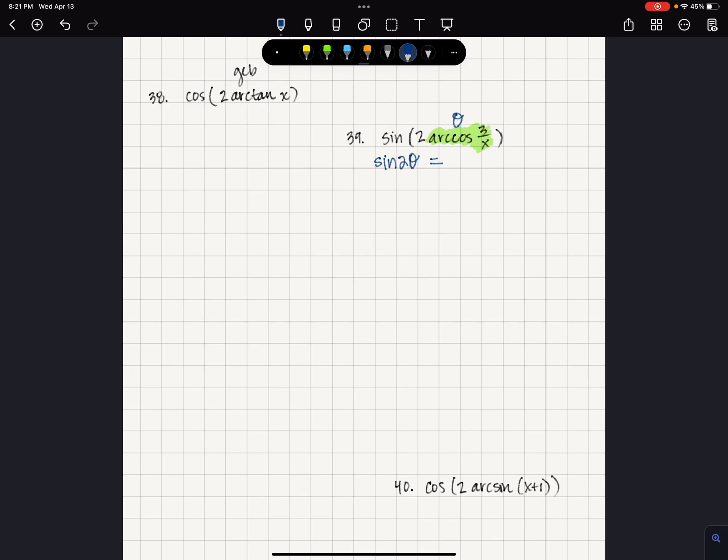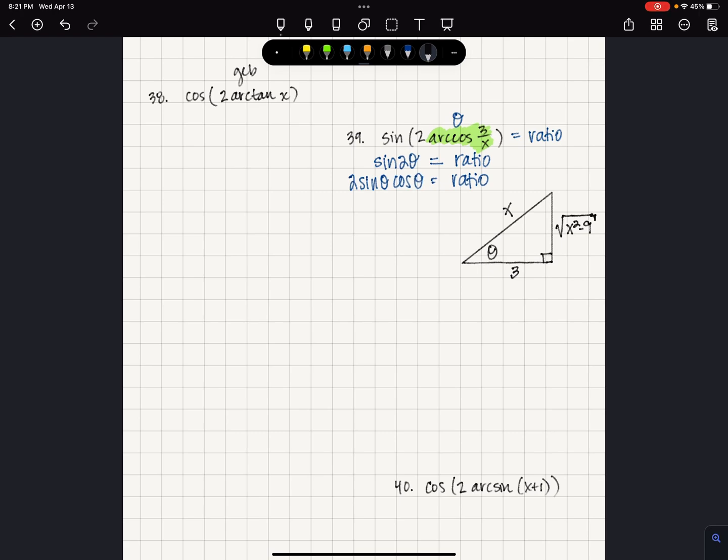And the sine of an angle is going to be a ratio. So we know that the sine of 2 theta is 2 times the sine of theta times the cosine of theta. We need to figure out what the sine of theta is, what the cosine of theta is. In this case, we've got a triangle with a theta, and the arc cosine of 3 over x, so the adjacent side over the hypotenuse, which is going to make the opposite side the square root of x squared minus 9.